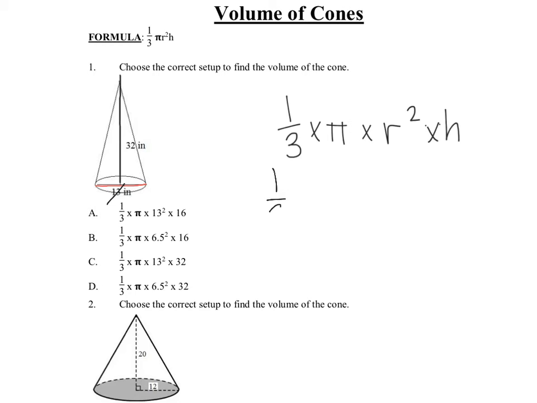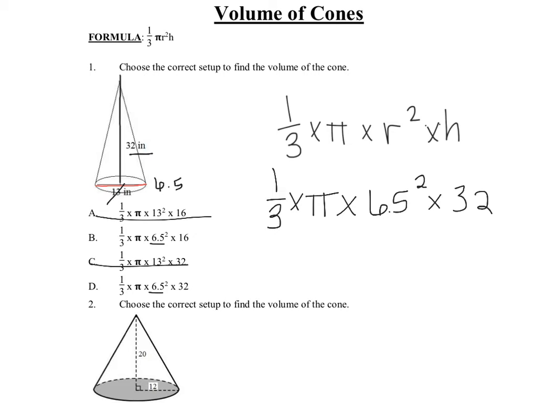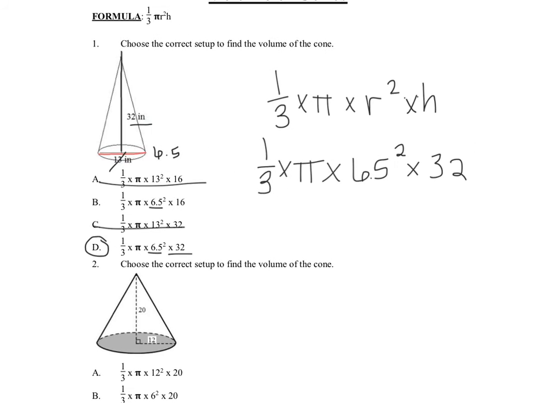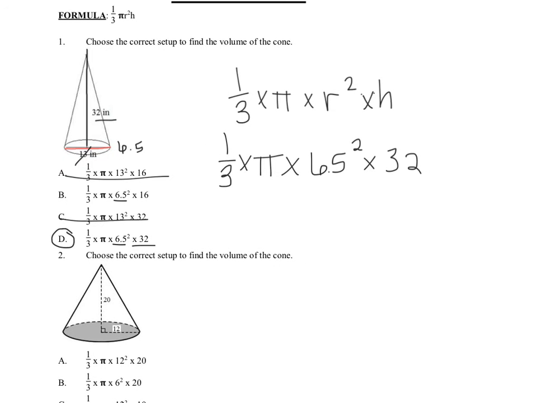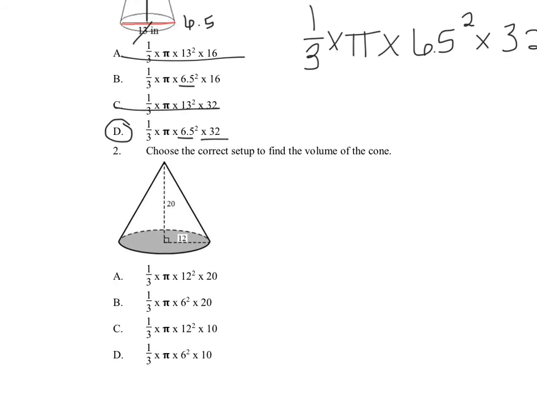So if I plug it all in, 1/3 times pi times radius squared, my radius 6.5, because I cut that 13 in half, squared times how tall it is, which is 32. Okay, so I want to find the one that matches that. 6.5 is only there on B and D, and then 32 is only there on D. Remember with heights, we don't have to do anything special. We don't have to divide them or do anything weird.